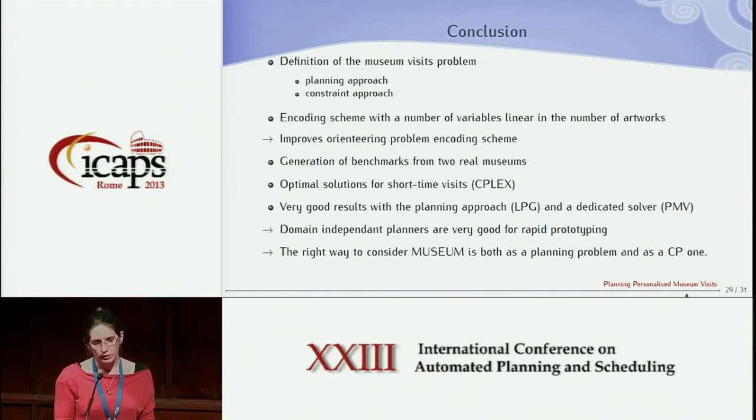As I said, there are no benchmarks that you can use if you want to work on this problem. We showed that optimal solutions can be found in specific cases, so for short time visits, and CPLEX was very good at finding them. And we had very good results with LPG and PMV. The good results of LPG show us that domain-independent planners are very good for rapid prototyping. And the excellent results of PMV show us that the right way to consider this museum problem is both as a planning problem and a constraint problem. Why? Because PMV uses a planning approach, searching first for low-cost plans, but still using the constraint encoding to find the good solution. So this is probably, for this problem at least, the right way to consider it.